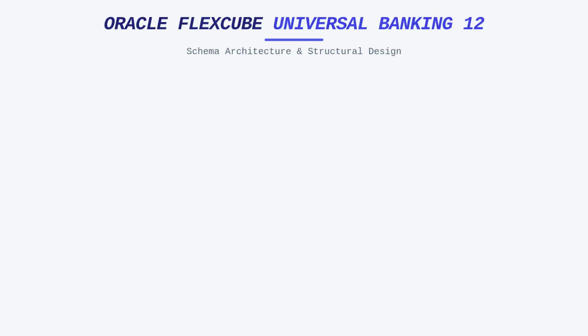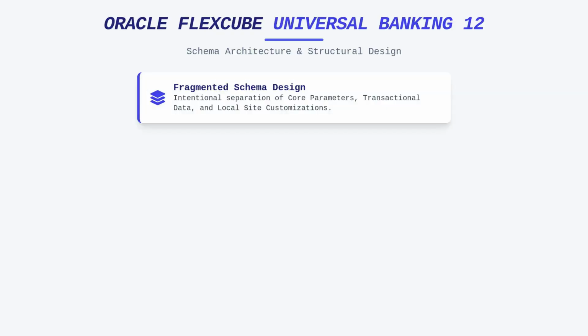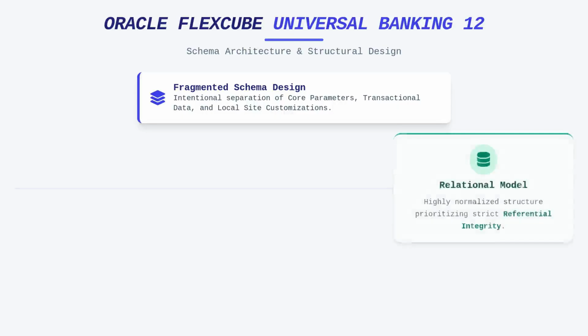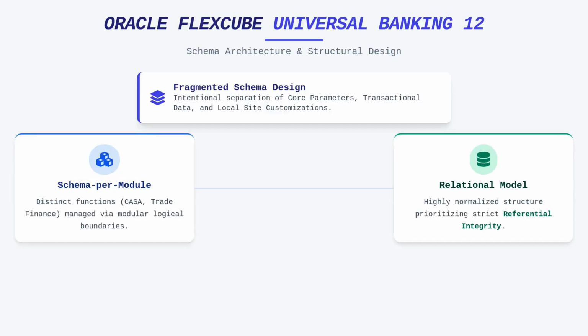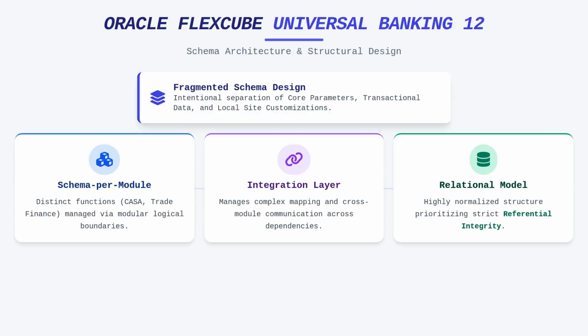The schema structure in Oracle FLEXCUBE Universal Banking 12 is intentionally fragmented to maintain a clear distinction between core system parameters, transactional data, and local site-specific customizations. When you operate within this environment, you are essentially interacting with a highly normalized relational model that prioritizes referential integrity above virtually all else. The system utilizes a schema per module approach in many instances, which allows for better management of distinct banking functions, such as current accounts and savings accounts, or specialized areas like trade finance.